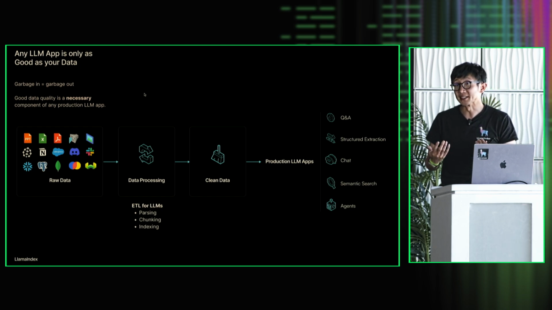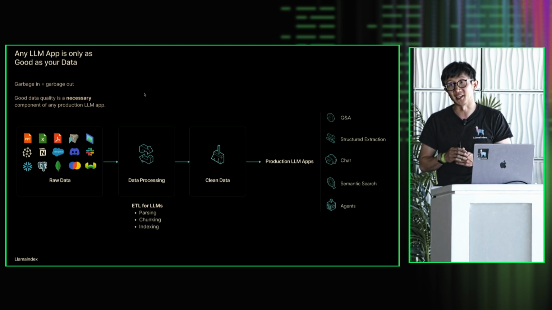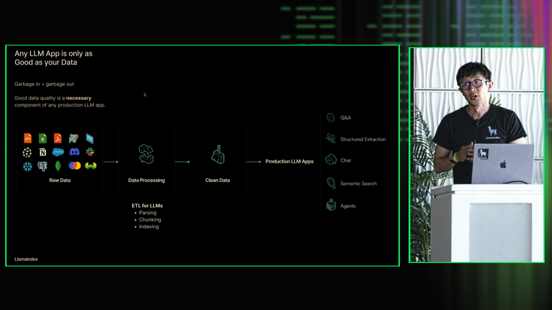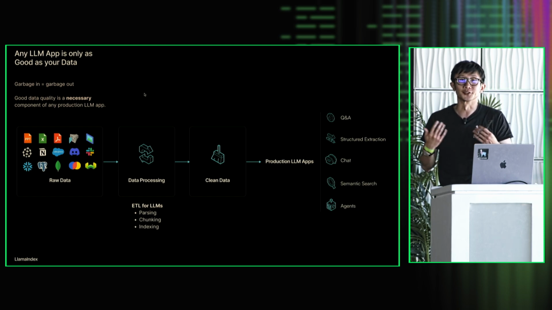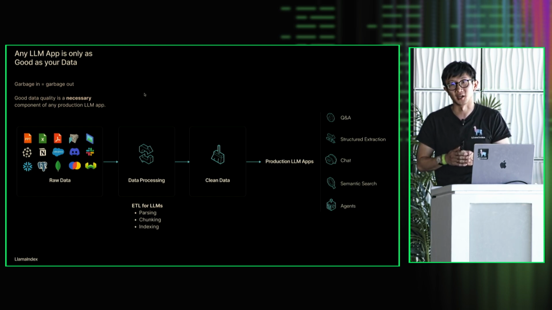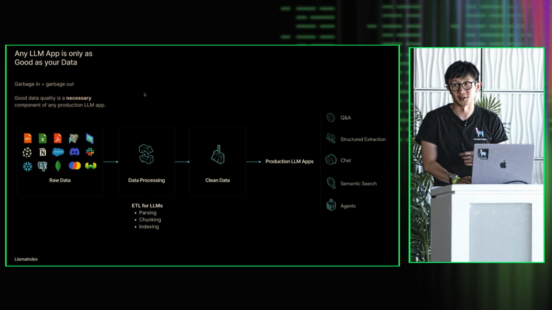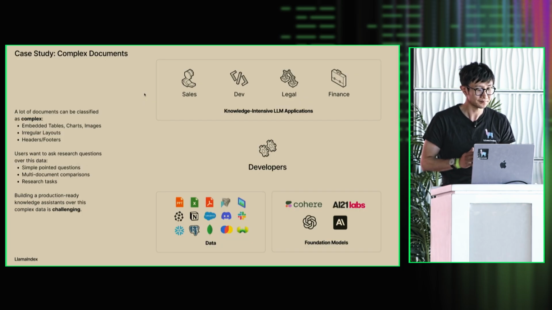Only when you have clean data can you actually build something that's production quality. And one of the things we've noticed is that even for state-of-the-art models like GPT-4o and Claude 3.5, when you feed them bad data, they tend to hallucinate on a lot of questions. And so this part is honestly one of the most underrated pieces of building an LLM application.